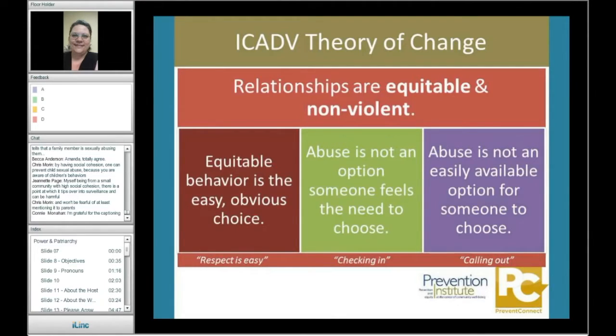So our theory of change at ICADV is that in order for relationships to be both equitable and nonviolent, the equitable behavior needs to be the desirable, obvious choice. Abuse is not an option someone feels the need to choose. That means people are checking in with each other. And abuse is not an easily available option for someone to choose. So people are being called out. So the Duluth model makes it really clear to us in the field that isolation is a risk factor for IPV, but isolation is also a risk factor for sexual violence, both perpetration and victimization.